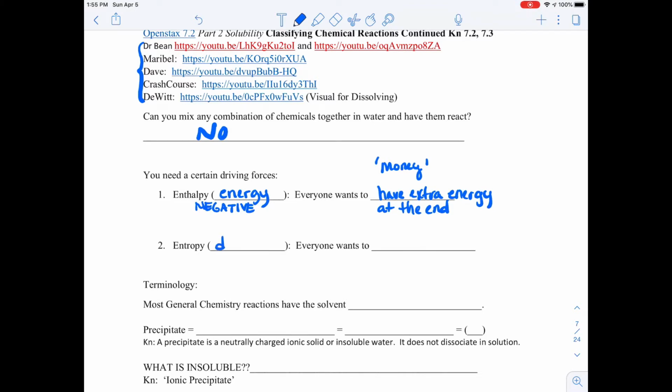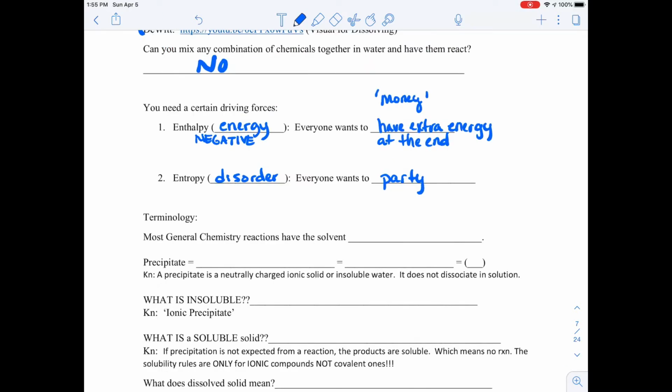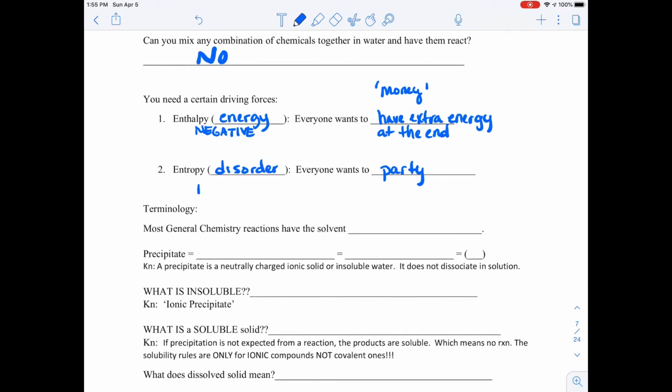There's this other factor. Entropy is called disorder. And I call this everyone wants to party. Basically, it goes with that idea that the universe is heading towards disorder. Anytime you set up a reaction that will make more disorder, then it's really a good thing for the reaction. So why do we care? Why are we using those 2 words? Those are the 2 basic things that you'll learn about in Gen Chem 2. And by the way, you want positive disorder. You want the disorder to be happening.